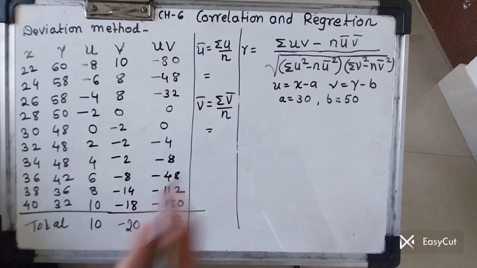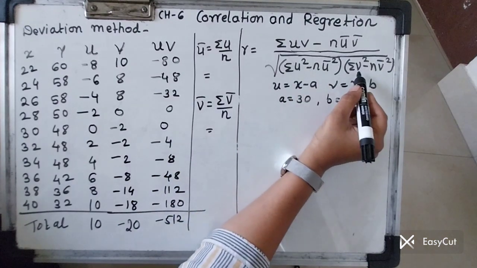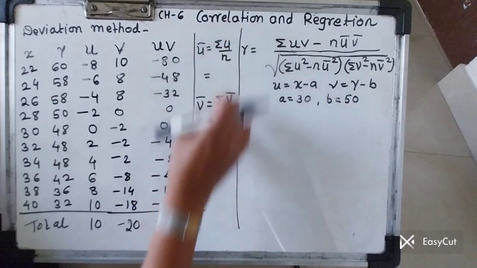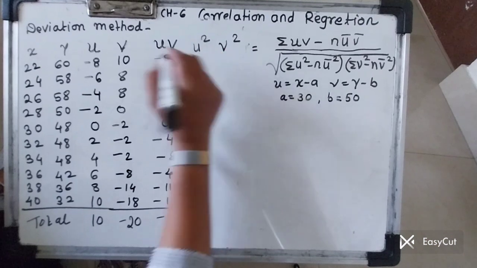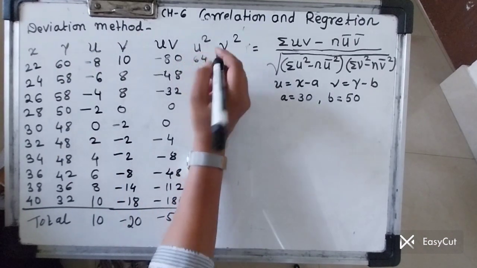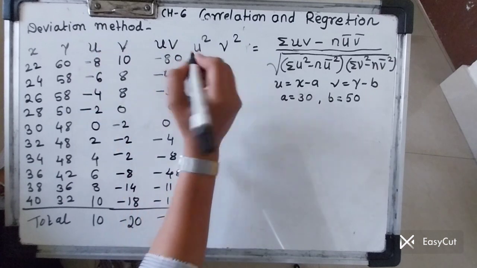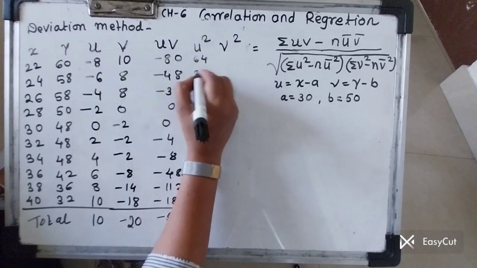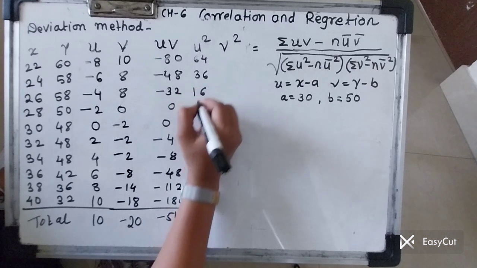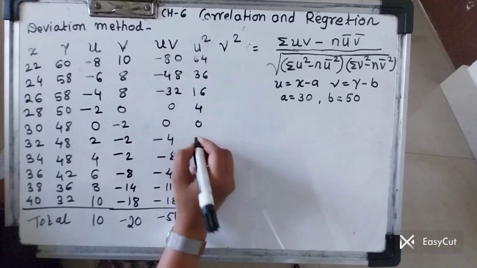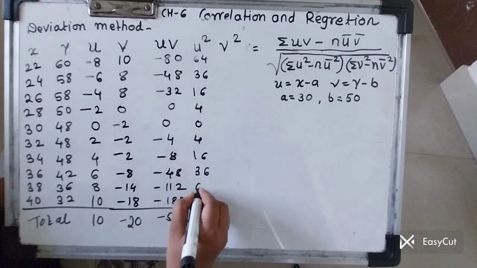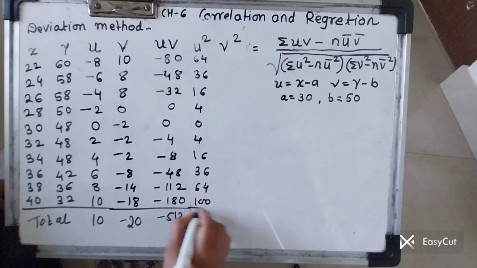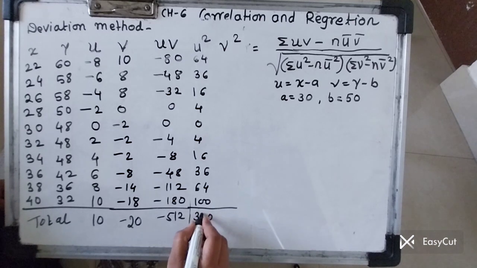See, in the formula we required summation u square and summation v square. So I remove this portion. U square means what? It is 8 square, 64. Okay, square of negative is positive. Then 6 square is 36. Then 16. Then 4. Then 0. Then 4. Here 16. Here 36. Here 64. Here 100. Here we required a summation. So summation is 340.